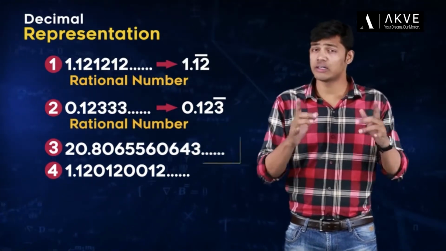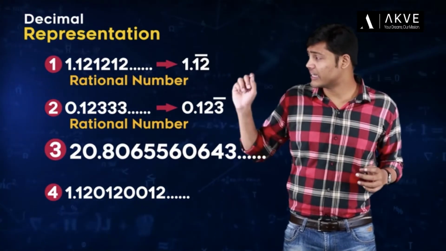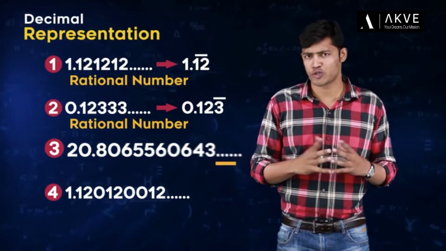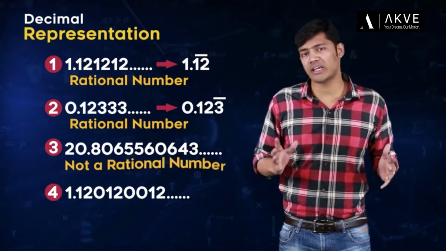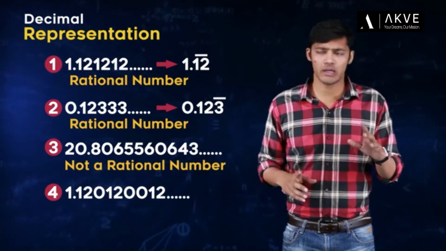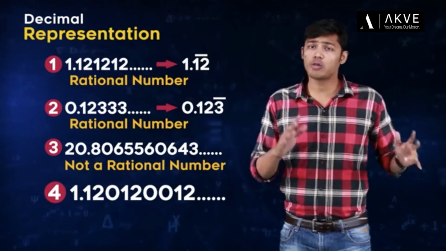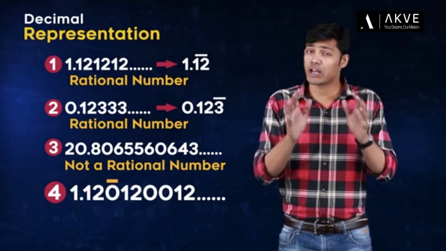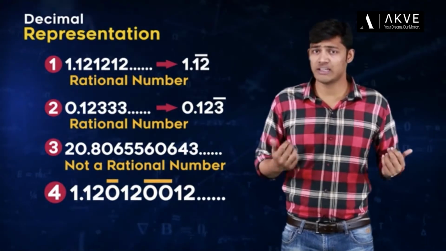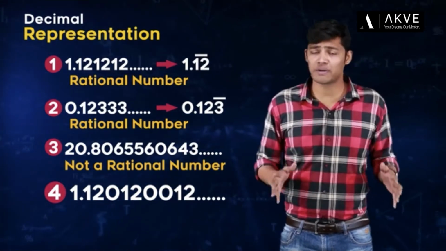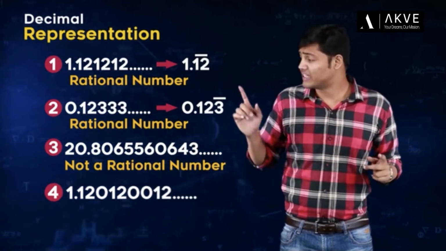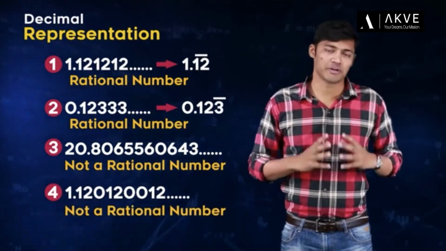So 0.123 bar is also a rational number. And now in the third number, we can see that the digits are neither terminating nor recurring. So this number is not a rational number. Finally, in the fourth number, although the digits 1, 2 are repeating, they are not repeating at regular intervals. That is, this number cannot be represented in the form of some bar. So, this number is not a rational number.